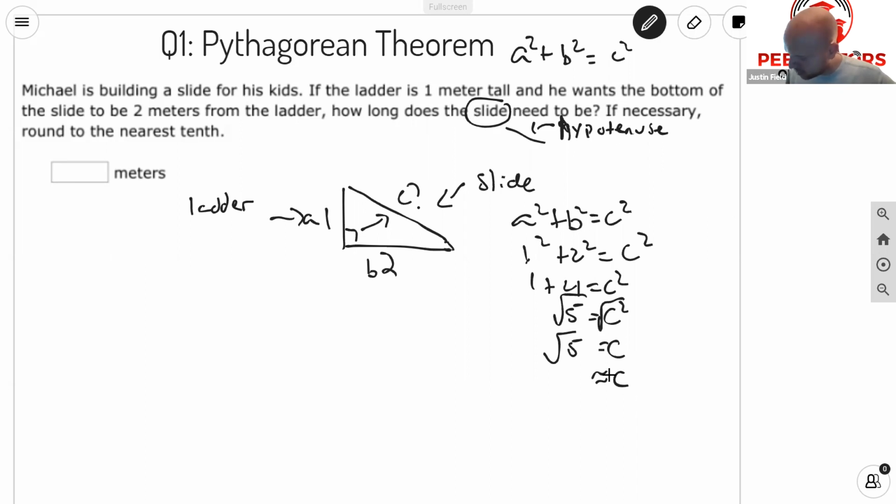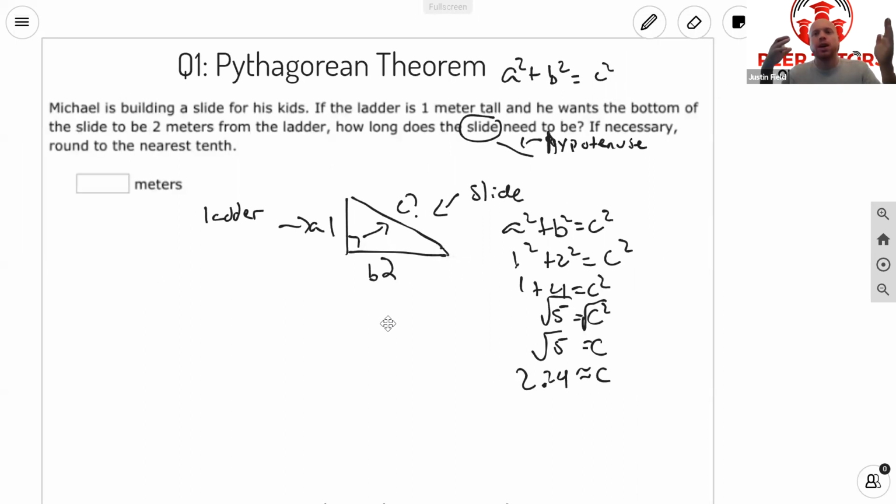2.4. That's what I think. 2.24. All right. 2.24 approximately. So we want that slide to be 2.24 meters. All right, so then, we draw a picture. We put the given information where it goes in the picture, substitute it into the theorem, solve, and then get our answer. And don't forget to know what your answer means. So let me just write it down to prove to you I know this is the length of the slide.